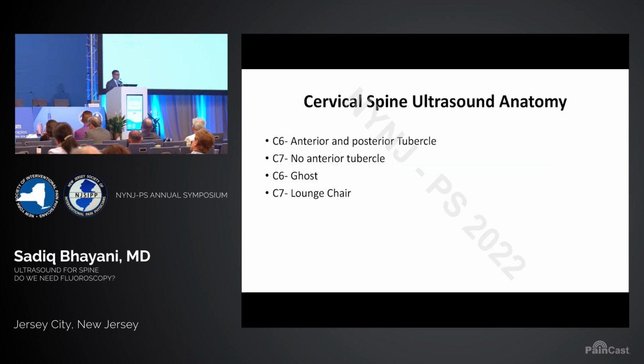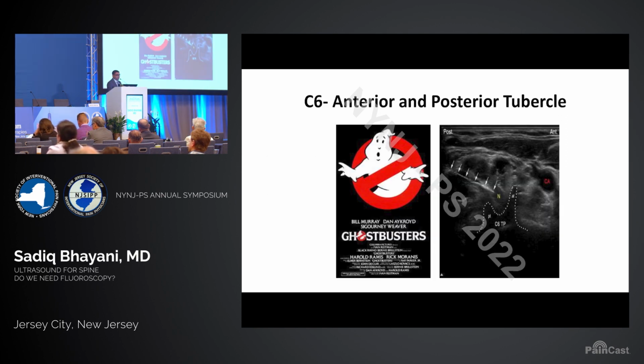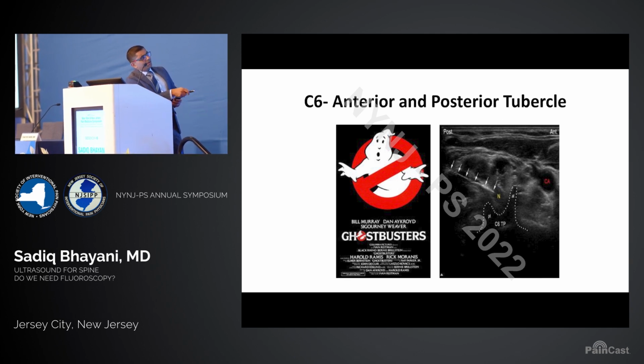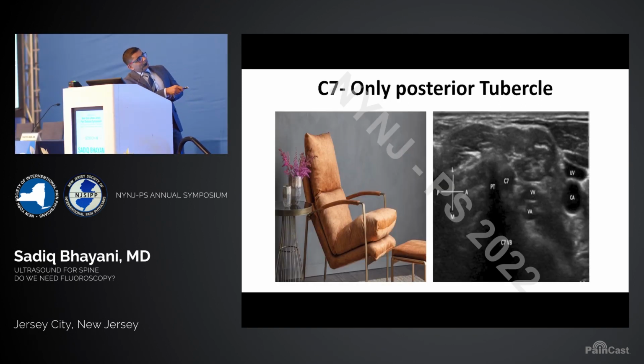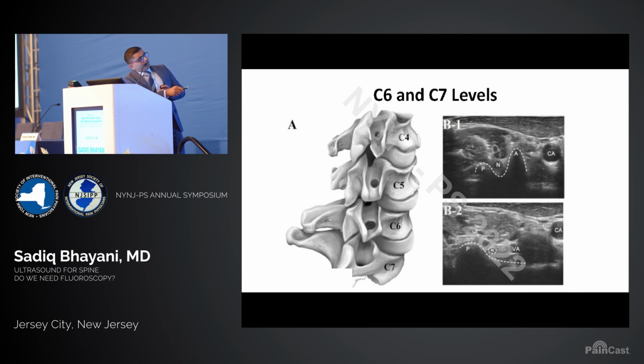So cervical spine sonoanatomy, those who use ultrasound probably would be familiar with it. C6 has anterior and posterior tubercle. C7, there is no anterior tubercle. I call C6 a ghost and C7 a lounge chair. What I mean by this is here, if you sit this bit here, you have got the anterior tubercle, you've got the posterior tubercle, and the nerve root sits in that area. And if you look at the C7, there is no anterior tubercle, only posterior tubercle. So if you look at the bony outline, it looks like a lounge chair. So just putting it all together, that's basically C6, anterior tubercle, posterior tubercle, and C7, you only have posterior tubercle.